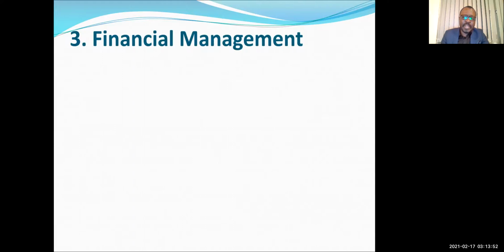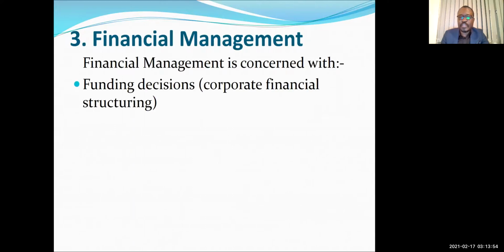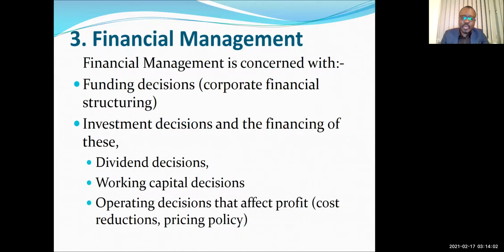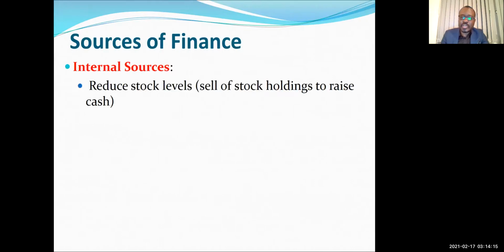Okay, financial management, how to use funds, where to get funds to run the organization. So it's all about funding decisions, investment decisions, dividend decisions, okay? And then working capital decisions. Where do we get money to run and to support our organization as a going concern, to invest? Okay, now we could use internal sources. And what are some of the internal sources?